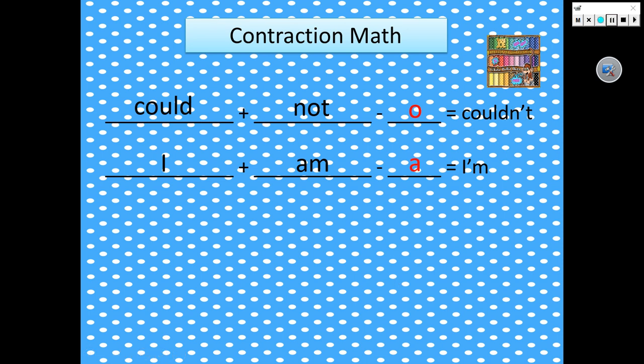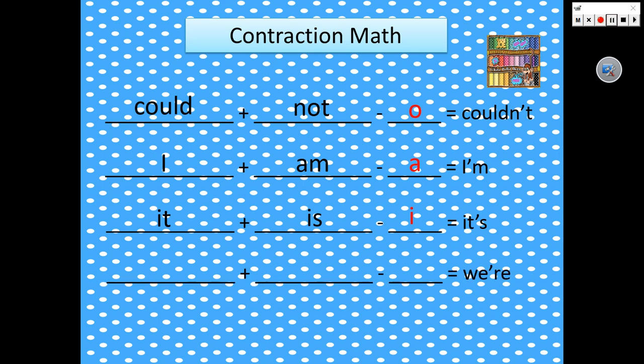The next ones I'm going to let you do on your piece of paper, and then we'll check them as we go. So if you need to pause your video while you're doing this, that's fine. The next contraction is it's. Take a minute and you write it on your paper and figure it out, and I will check it. Okay, you should have it plus is minus that I. Next is we're. You pause and do it on your paper. The answer is we plus are minus a.